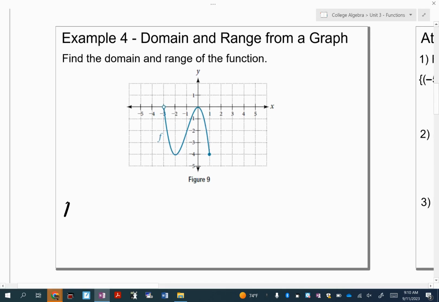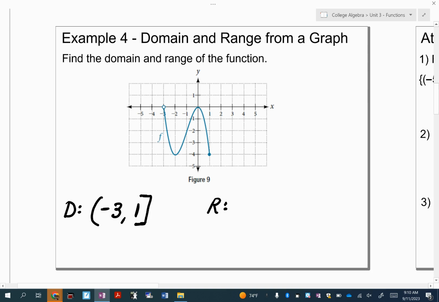All right, so the domain, right? The domain is your lowest x value, which I see is -3. These don't have any arrows, right? They have circles. And then my highest x value is this +1 here. All right, what you should notice is this -3 is an open circle. So I'm going to put parentheses, and this +1 or 1 comma -4 point is closed. So I'm going to put a bracket around that.